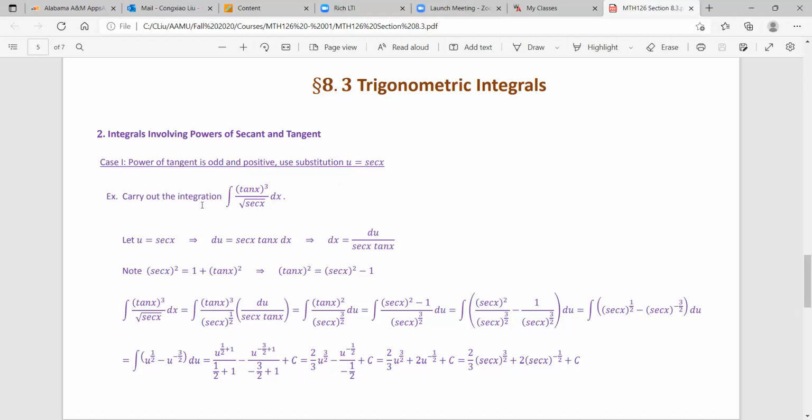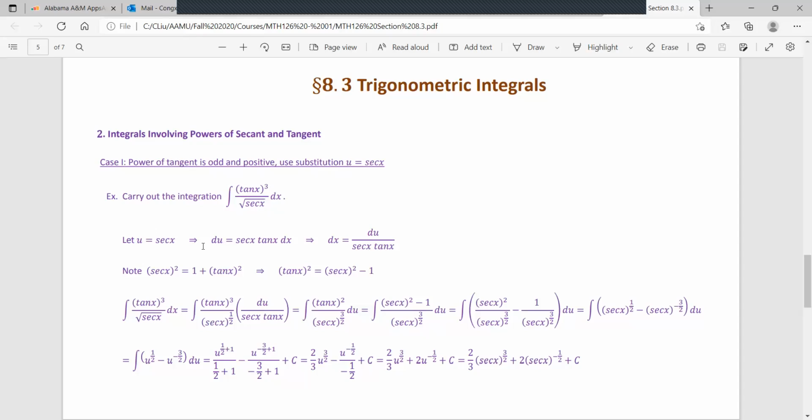So, for example, we want to integrate tangent x cubed over secant x squared, square root of secant x. So in this integral, it only has tangent x and secant x, powers of both functions. And the power of tangent is odd, it is 3 and positive. 3 is greater than 0. And you don't have to worry about the power of secant x. So according to the rule, we're going to use substitution u equal to secant x. So let u equal secant x.